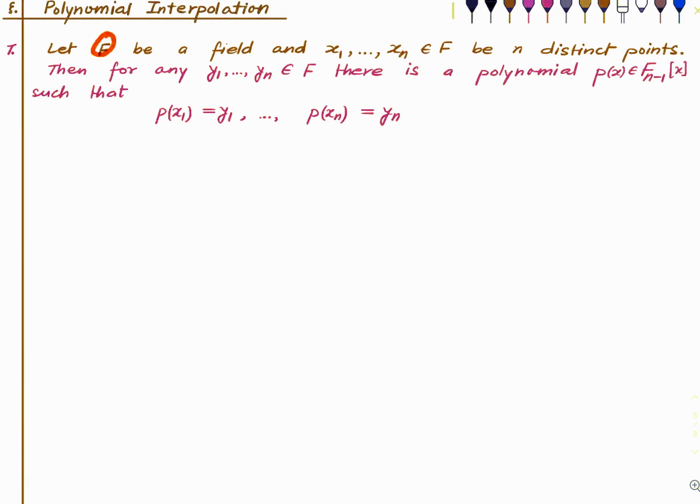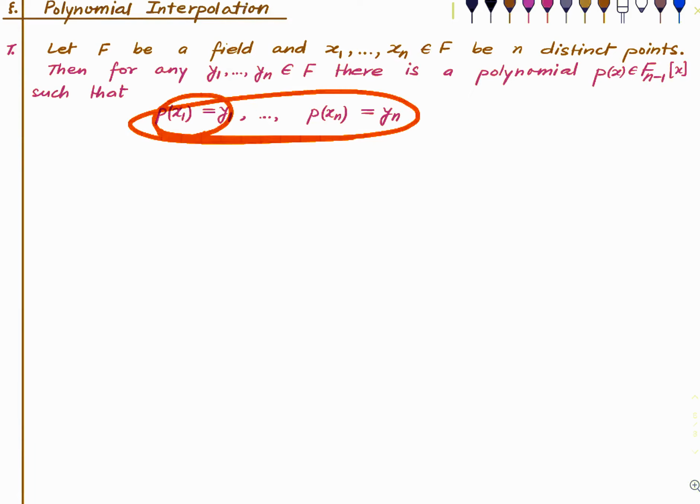Fix any field. For comfort, you can take it to be real numbers. And suppose we have n distinct elements of the field. Then for any n values in the field, not necessarily distinct, there is a polynomial of degree at most n minus 1. So when n were 2, we saw that a degree 1 polynomial sufficed. And when n were 3, a degree 2 polynomial sufficed. In general, for n inputs, a degree at most n minus 1 polynomial will suffice to fit the data.